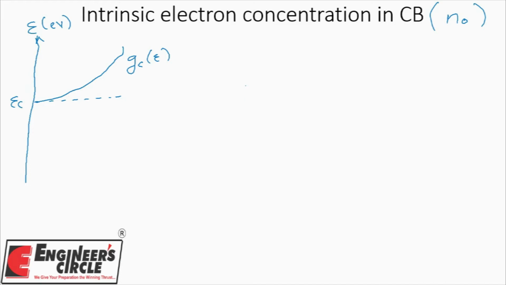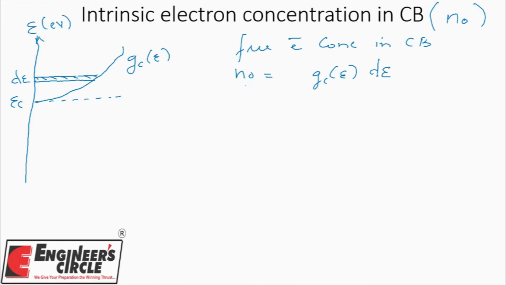So if you look at the free electron concentration in the conduction band, denoted by N0, how will you find it out? We can take a small incremental energy level dE. So what I do is multiply GC of E with dE. This will give you the area of that strip, and then you integrate this from E equal to EC to infinity. That gives you the total area under the curve, which is equal to the total number of states available.